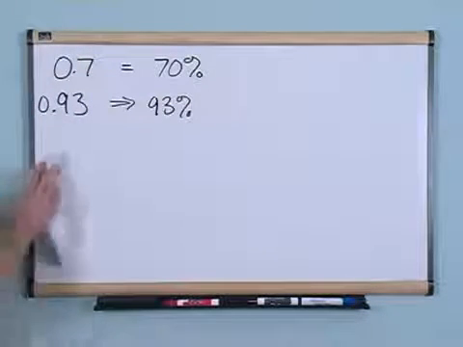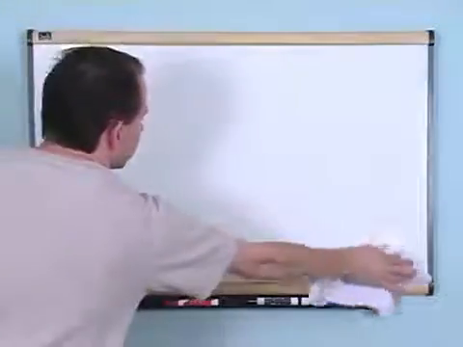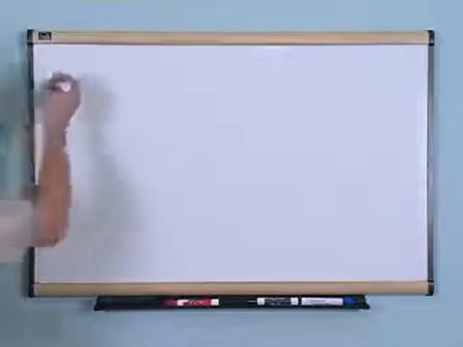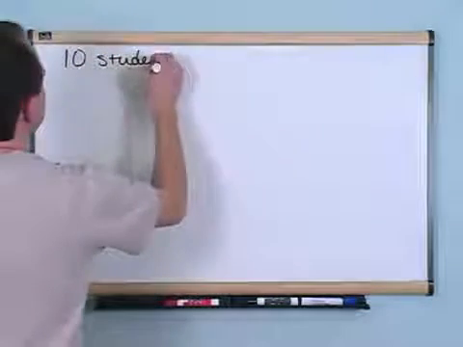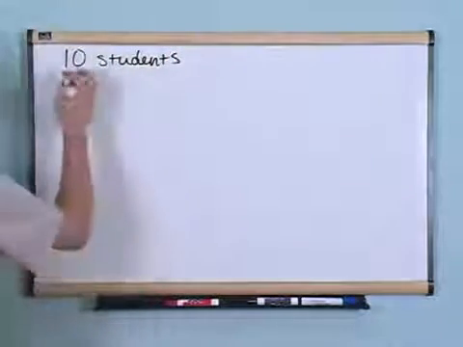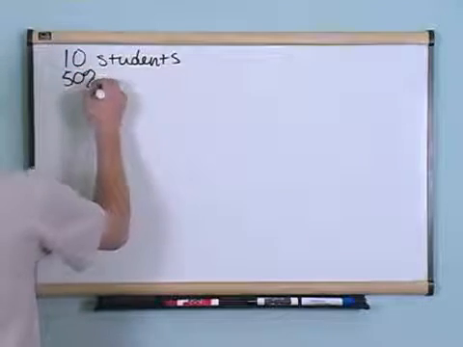Now we're going to work a couple of quick problems. I'm going to tell you what the problem is, and then we're going to work it out. They're going to be sort of like word problems, but not quite so long. You have 10 students in a class. 50% of them have A's. How many students in the class have A's? So there's 10 students in the class. Okay? 50% have A's.